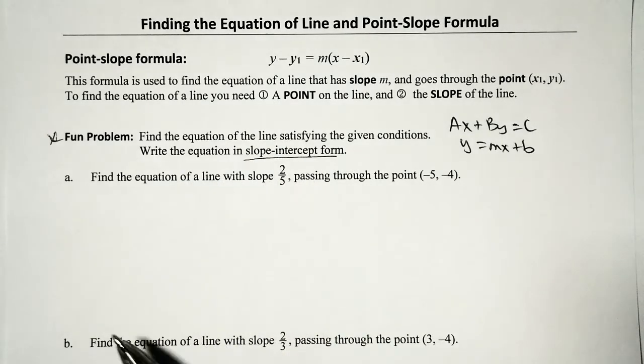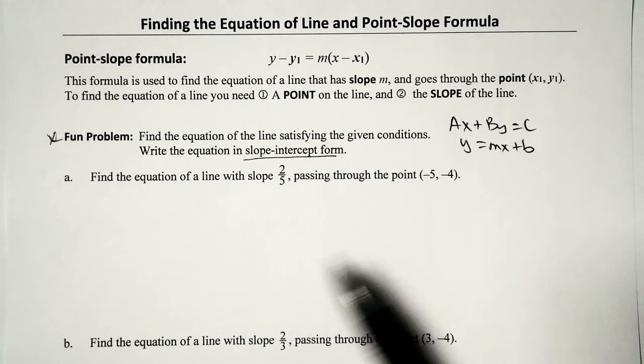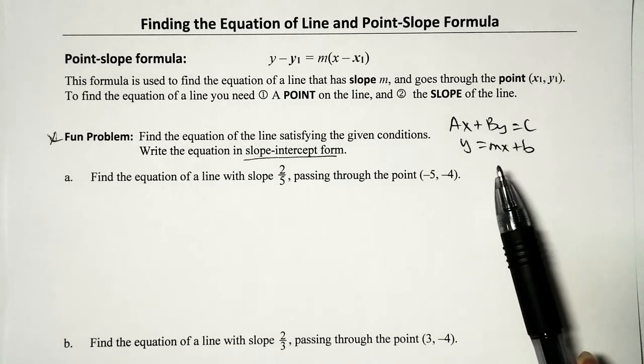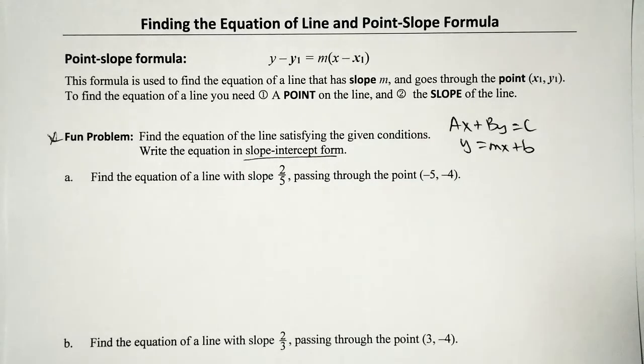So when we are asked to write the equation of a line, we are usually told how to write the equation. Do they want it in standard form? Do they want it in slope-intercept form or point-slope form? Just look at the directions. The question is, how do we find the equation of a line?